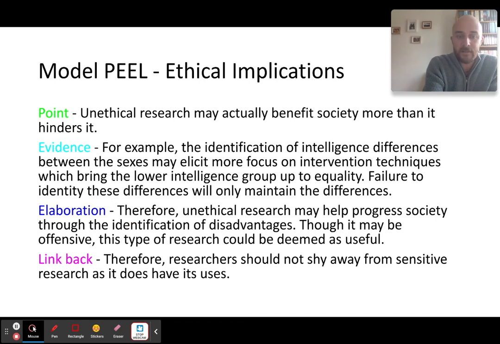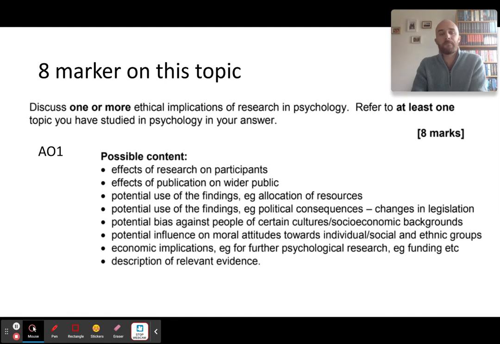Elaborate. Why is this good? Why is it bad? Therefore, unethical research may help society through the identification of disadvantages. Though it may be offensive, this type of research could actually be useful, and therefore researchers should not shy away from sensitive research, as it does have its uses. Now, that would be one PEEL for this. You would need to write some other ones.